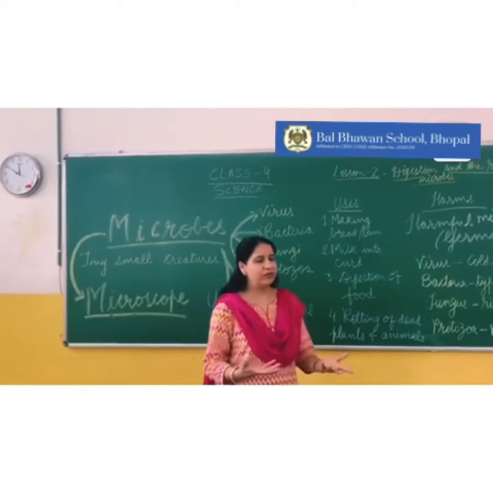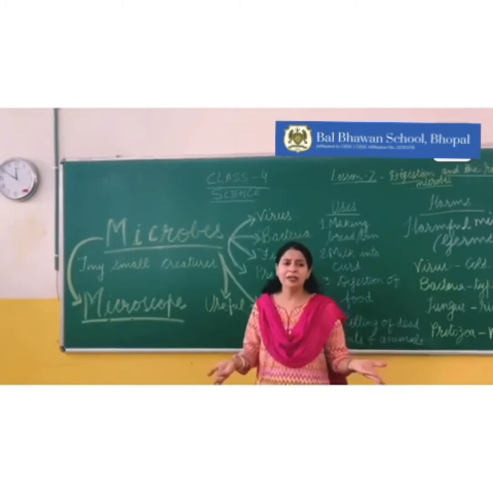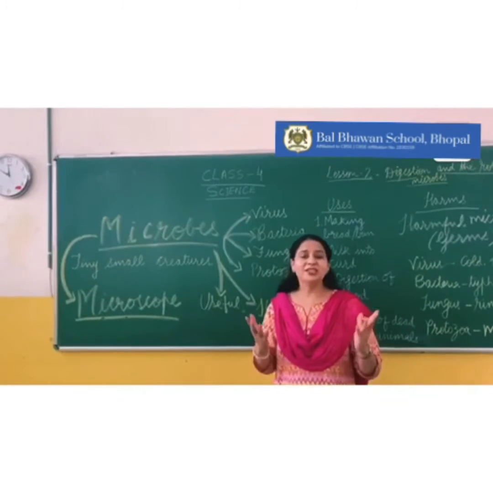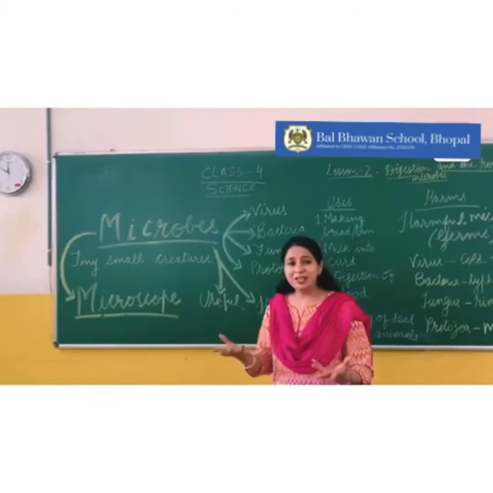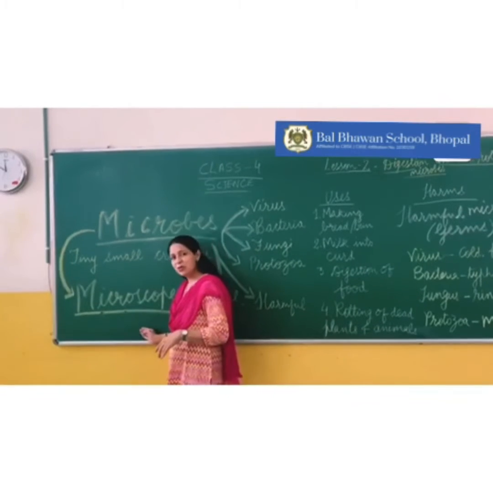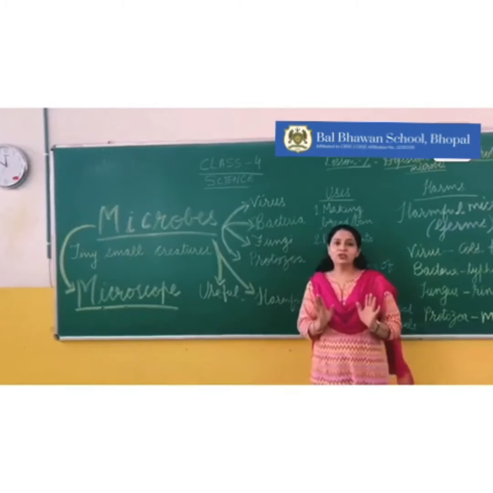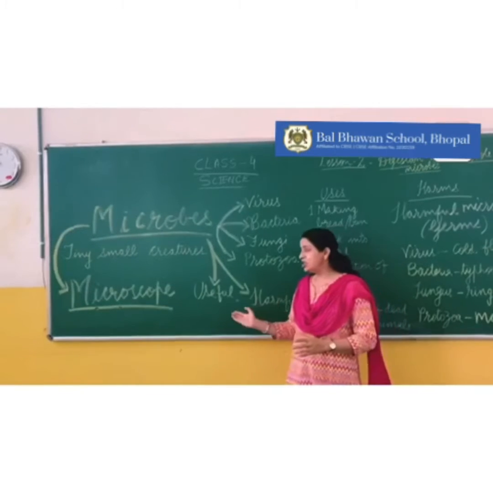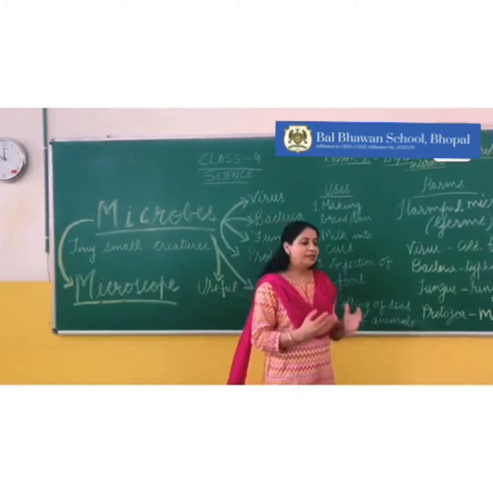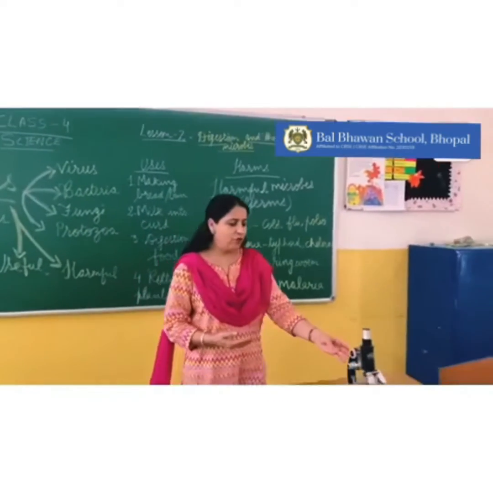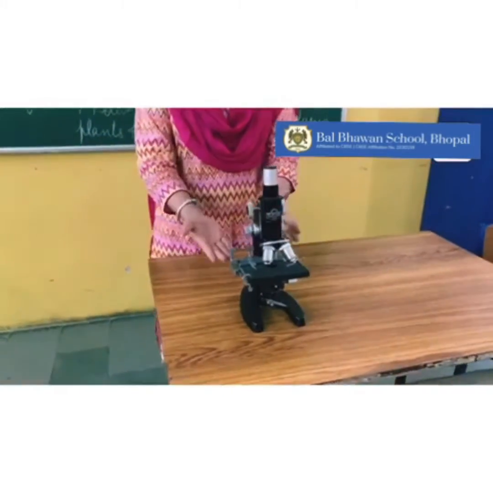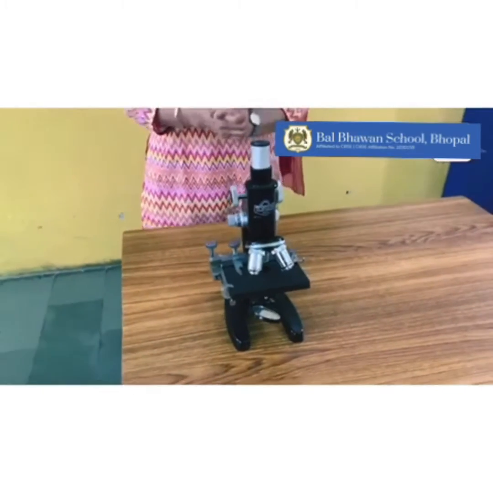Now, you must be wondering that if they are very tiny, how can they be made visible? How can we see them? So, the instrument which is used to see those tiny microbes is called a microscope. A microscope is an instrument which is used to see and to study the microbes. Children, please see here, I've got a microscope over here. See this microscope? This is the instrument which is used to see the microbes.